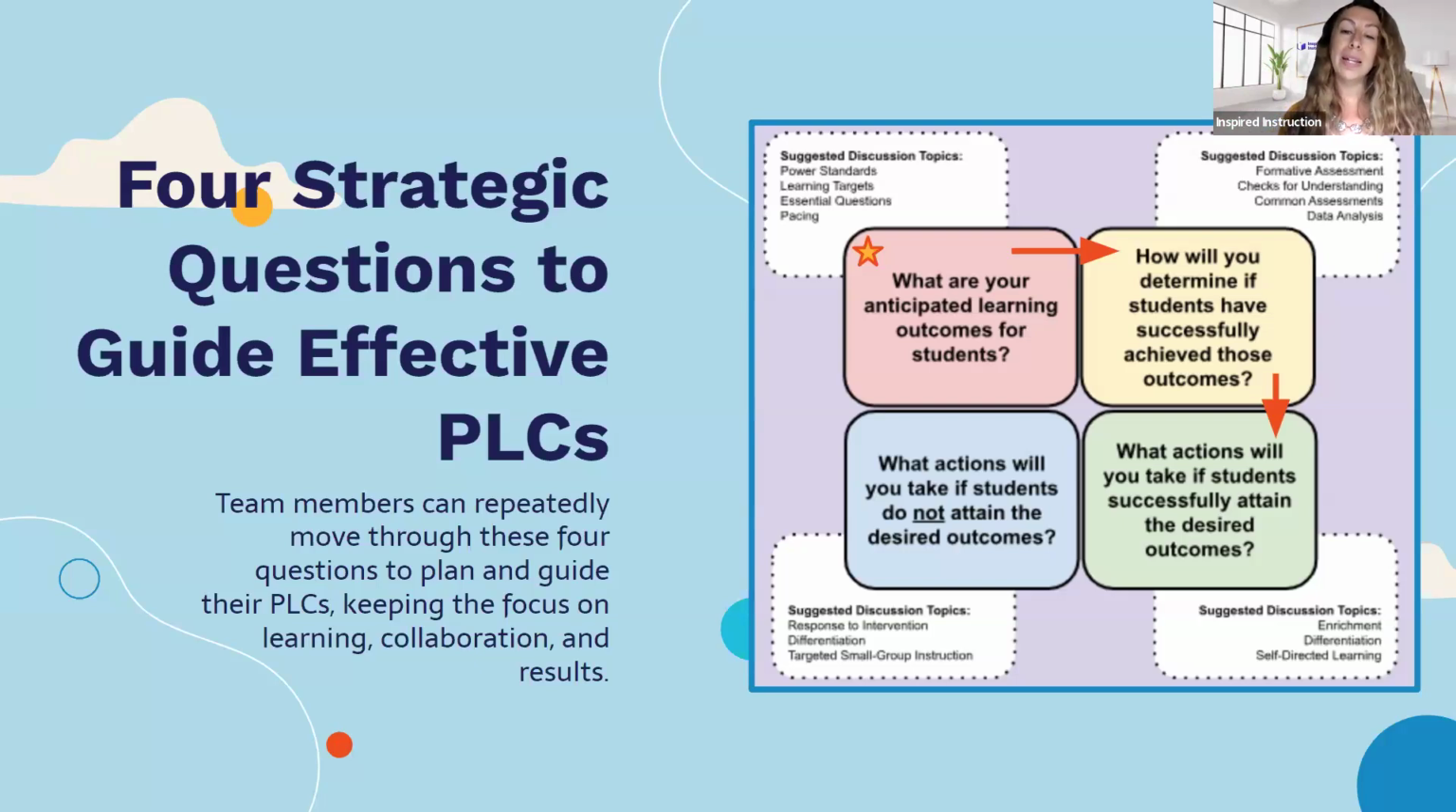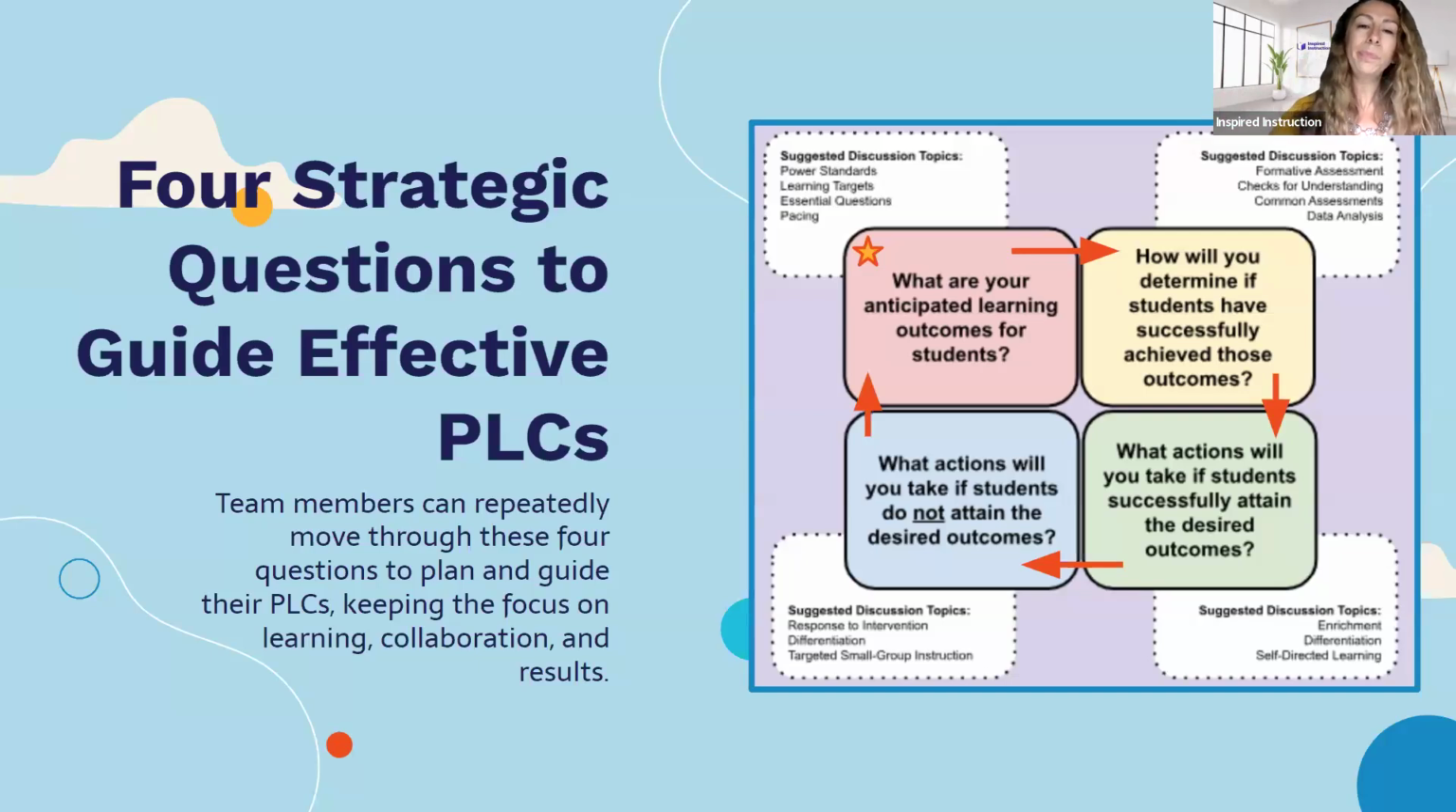And if they do not attain those desired outcomes, what happens then? Right? So we have maybe RTI, you're going to include differentiation there. Maybe you're going to use targeted small group instruction. And then you can continue the cycle again. So you monitor and you check and you repeat. Okay. So again, this is a nice way to guide your instruction or guide your conversations rather in your PLCs in a way that provides some additional support as you're going through and moving through that cycle.